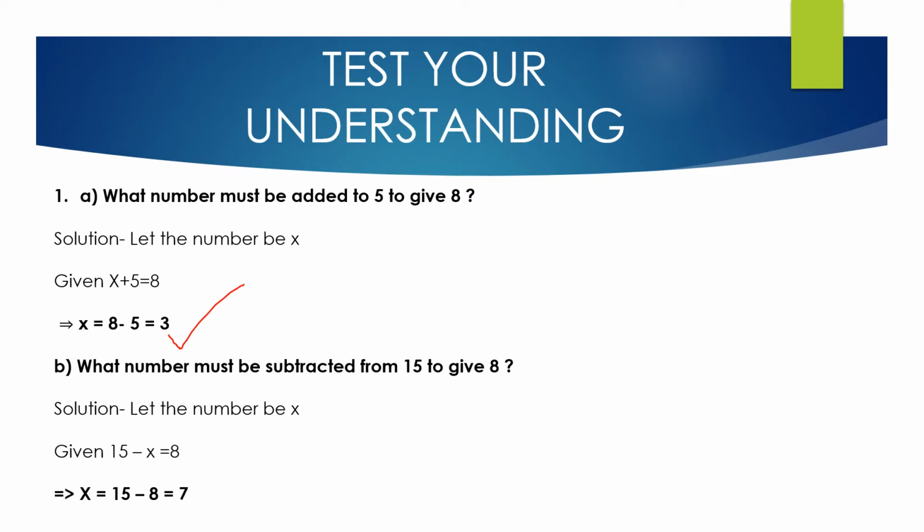B. What number must be subtracted from 15 to give 8? We have to find the number which is subtracted from 15 that gives 8. So let the number be x. So the equation will be 15 minus x is 8. We know the number 7 is subtracted from 15 gives 8. So the number will be 7.